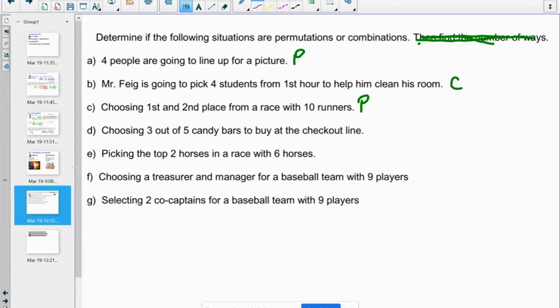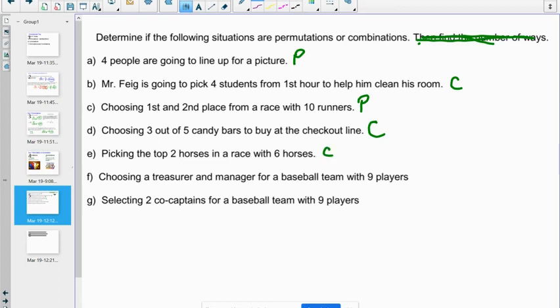Now for part D, we're choosing 3 out of 5 candy bars to buy at the checkout line. Again, I like to reference back to this: if you're picking a Twix and picking a Reese's and then picking a Snickers bar, that's no different from picking a Reese's, Snickers bar, and a Twix. So we know the order does not matter, so that's combination. And then for part E, we're picking the top 2 horses. So again, our order does not matter, even though it says top 2 horses. With those 2 horses you pick, one is not different from the other as far as order. So we know order does not matter.